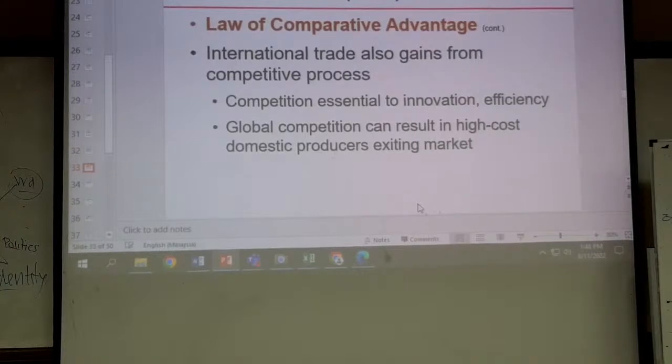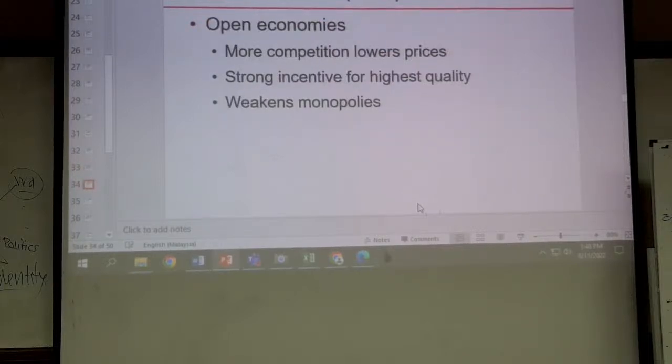International trade also gains from the competitive process. Competition is essential to innovation and efficiency. Global competition can result in high cost, and domestic producers exit the market. So whoever fits will win. Whoever is fit, healthy, will win in the competition. Fit means they have technology, they are efficient. Those who are not efficient will close down, gulung tikar.